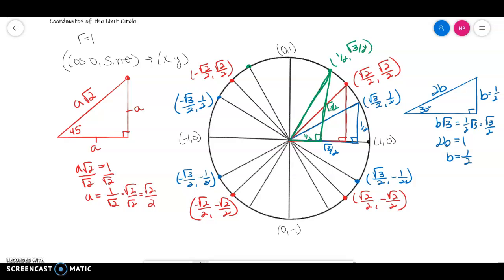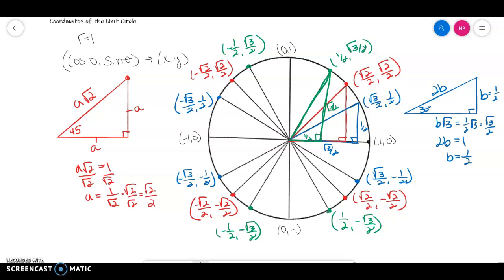If I do my same reflections, I went left, so I have to make my 1/2 negative. Square root of 3 over 2 stays positive. If I flip all the way down here, then I have gone left 1/2 and down square root of 3 over 2. And my final flip is that I went right 1/2 and down square root of 3 over 2.